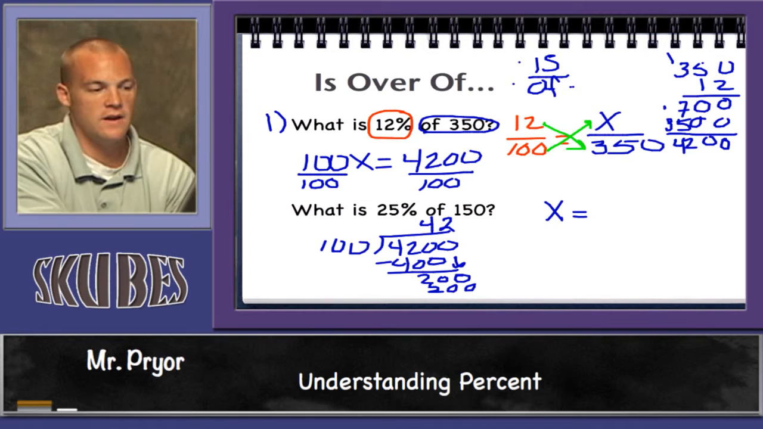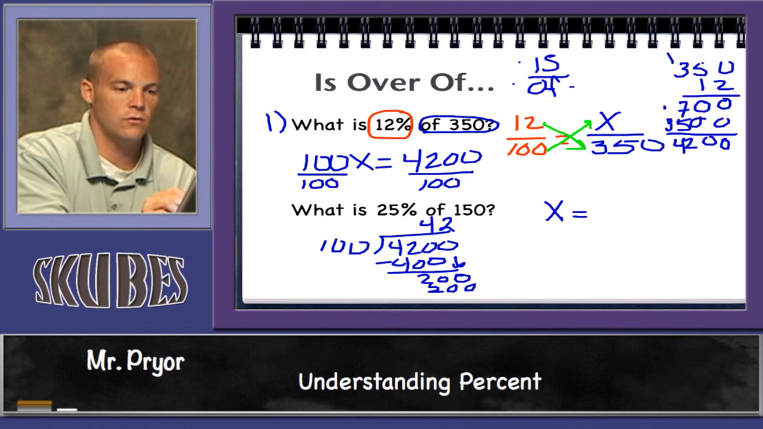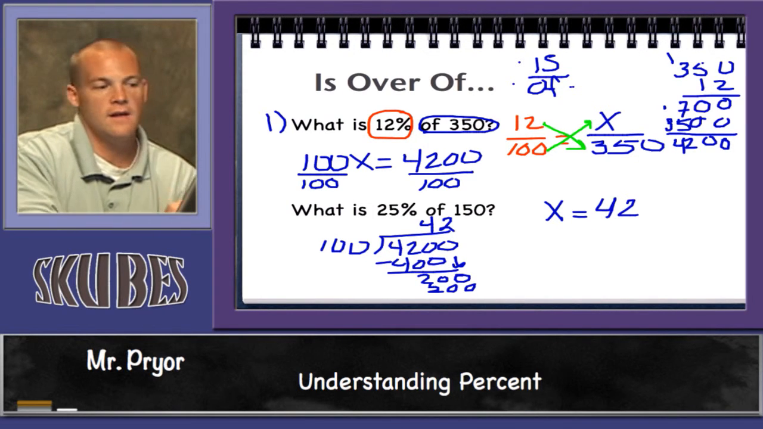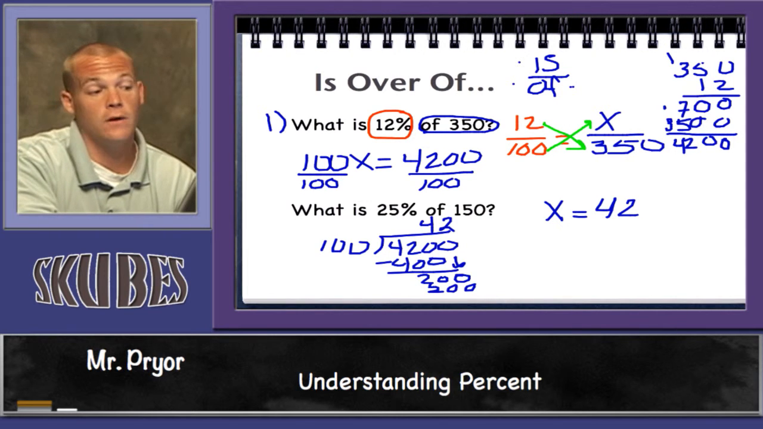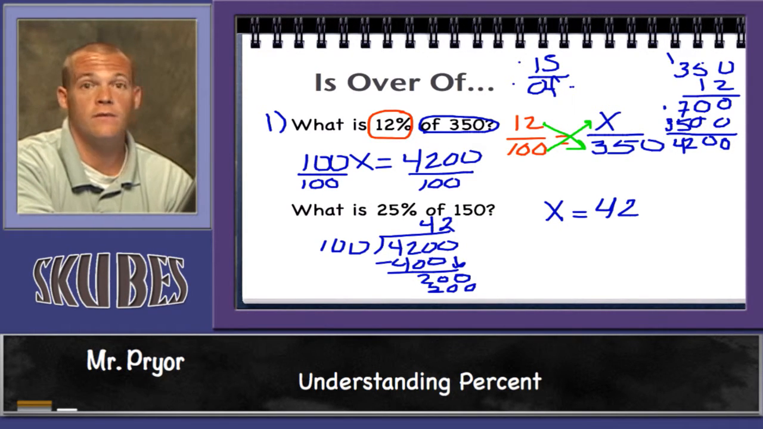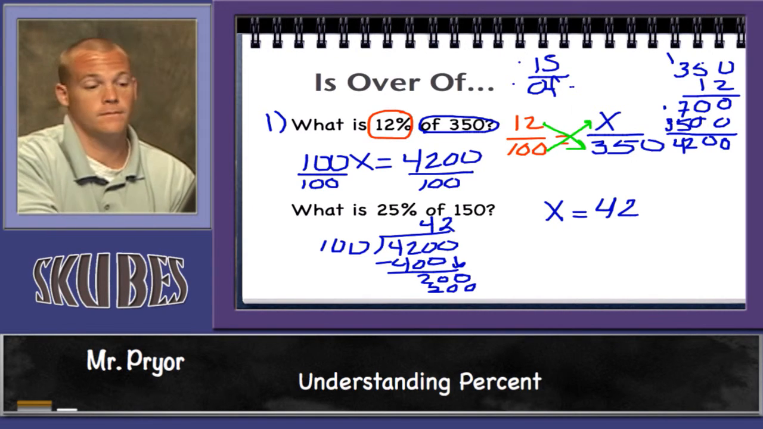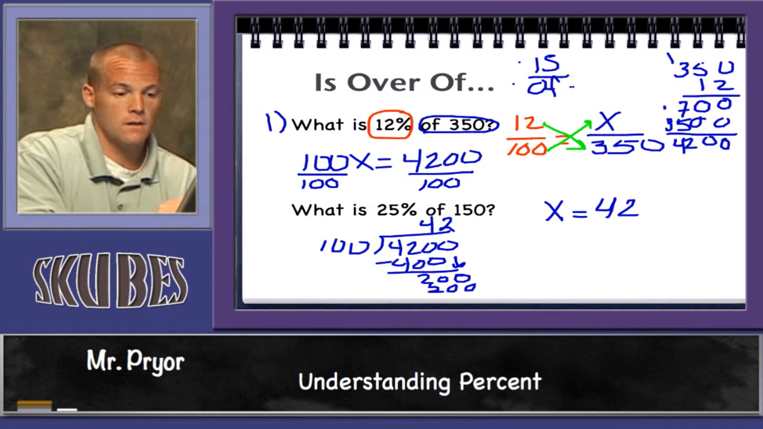We can see that we're going to end up with x equals 42. After you divide, that is your value that you're looking for. X equals 42 means that 12% of 350 is 42. Oh, whoops. One more example there.